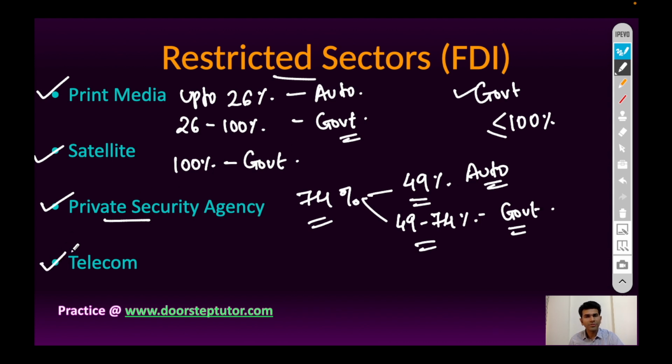Next, telecom sector. Up to 49% by way of automatic route, no approval is required. Above 49%, up to 100% FDI is allowed by way of government approval route.